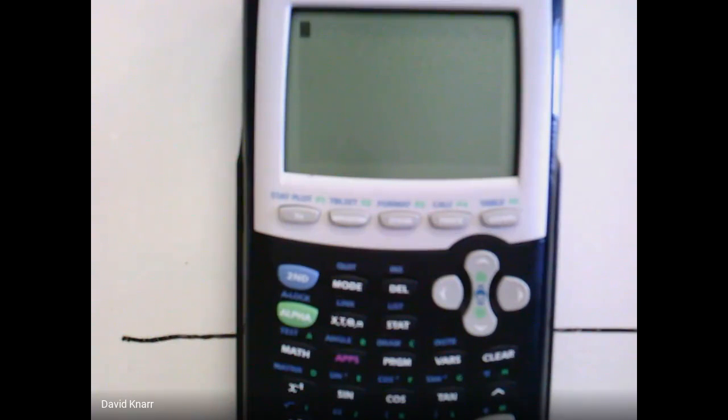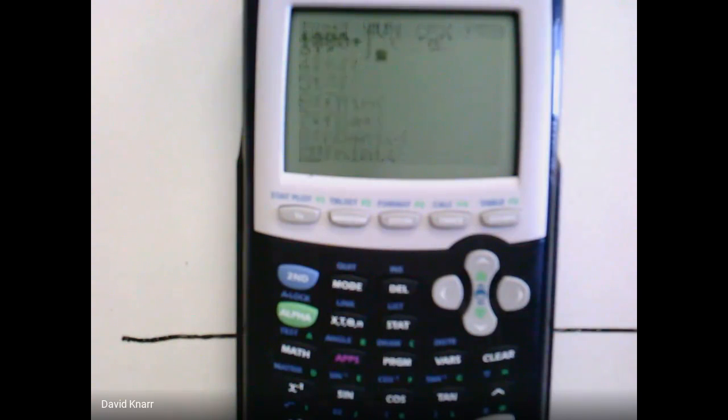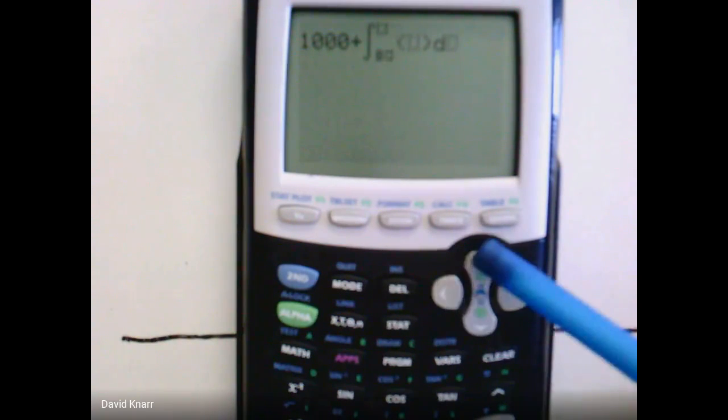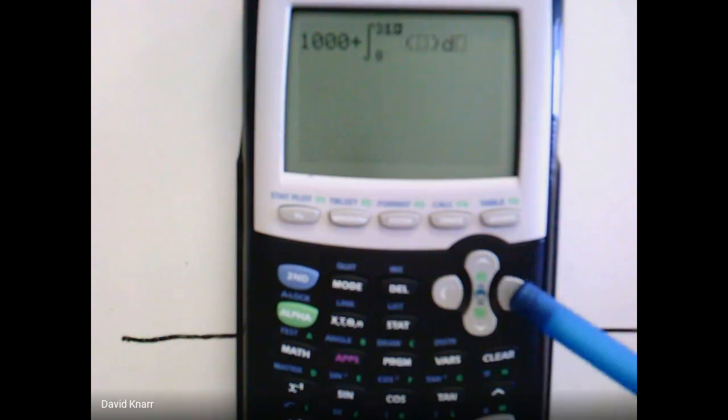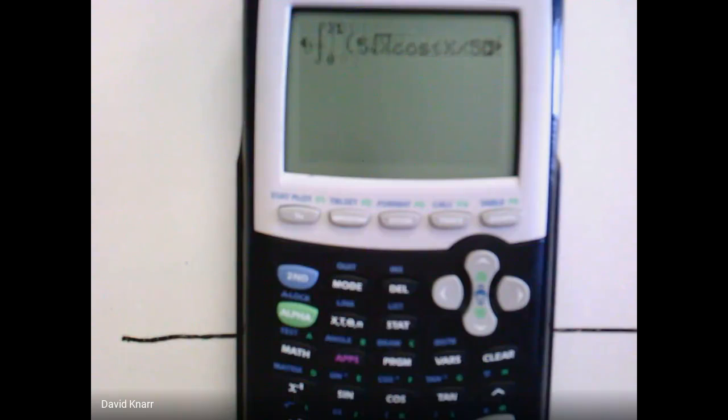Part C, we wanted to know how many mosquitoes were on the island. So we're given the rate, we integrate, we can get the total as long as we add on the 1,000 that we started with. So we're going to add 1,000 plus, push the math key, go down to FN int, number 9. Okay, we're going to integrate from 0 to 31. And we are going to integrate 5 radical x cosine x over 5, close parentheses, dx, push enter.